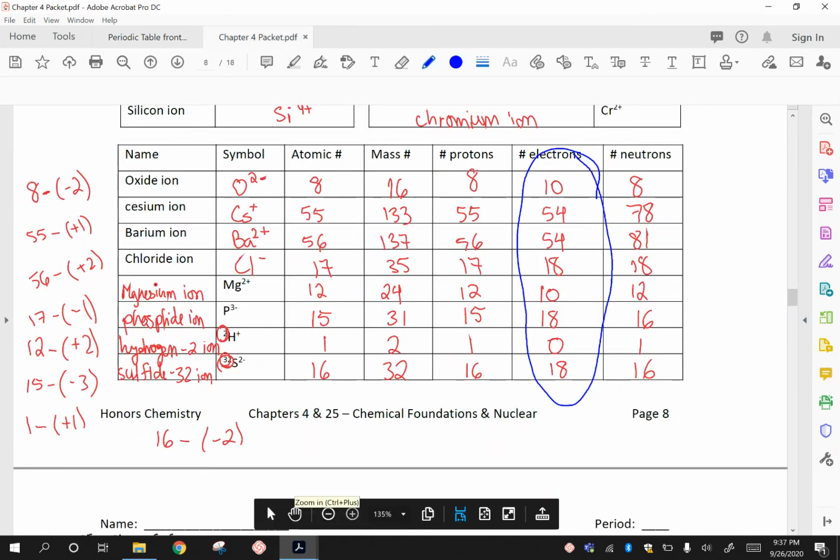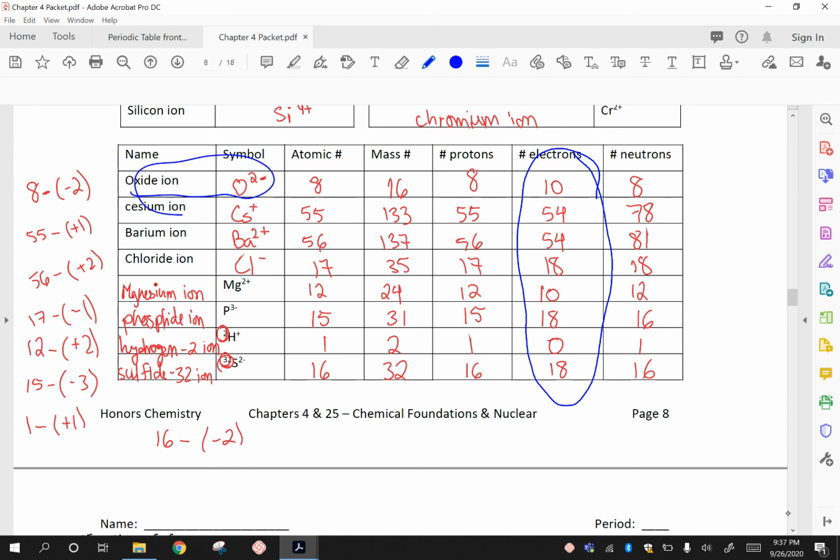So if you're doing oxygen, for example, like oxide ion, and you're trying to figure out, ooh, do I subtract the 2 to make it 6, or do I make it 10? What do I do? Most likely, it's going to be one of the numbers on the noble gases, and so it's going to be 10. So that can help you as well.